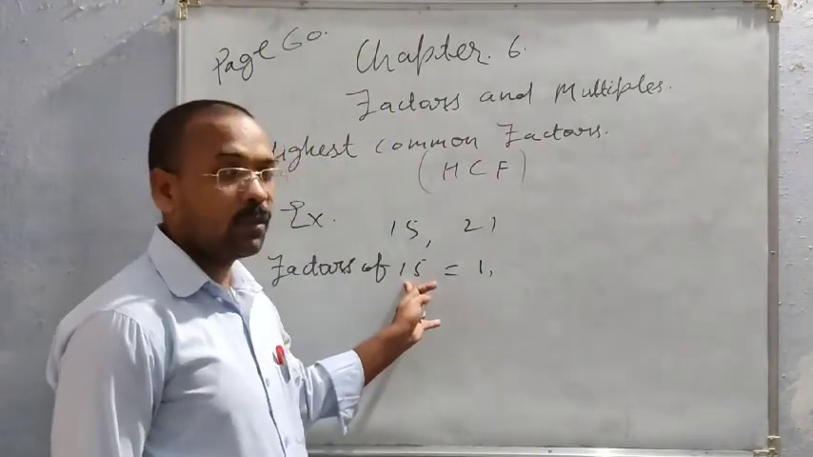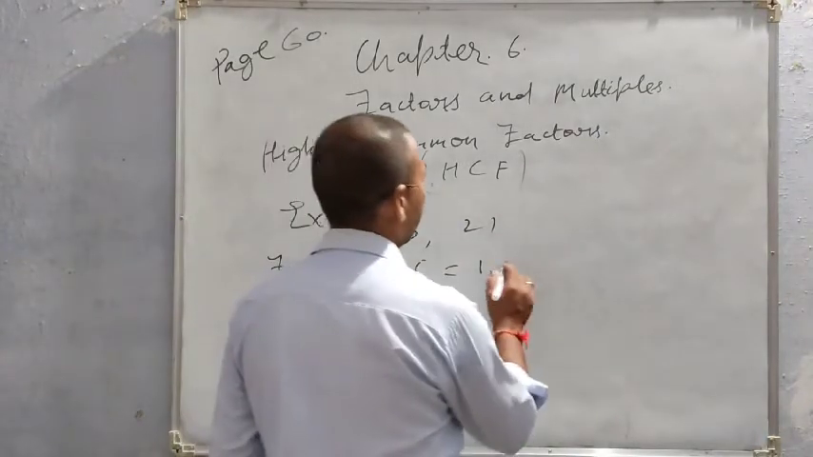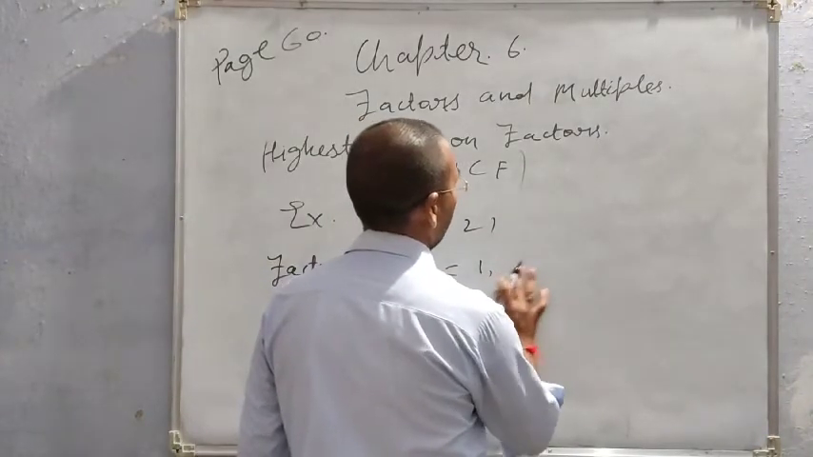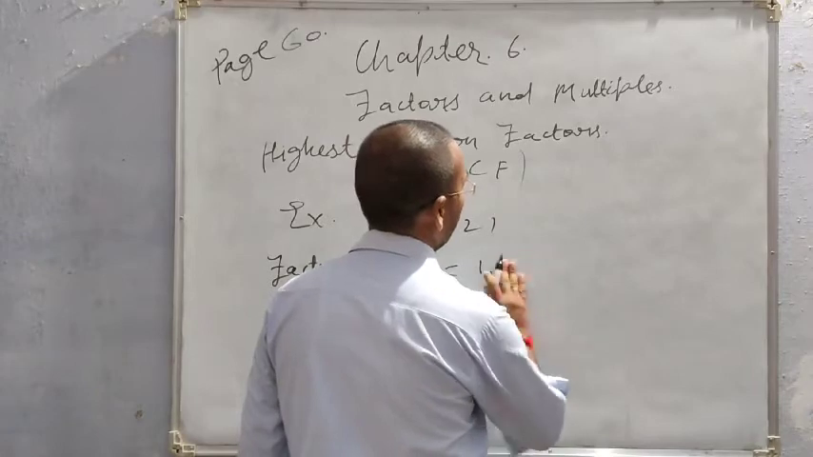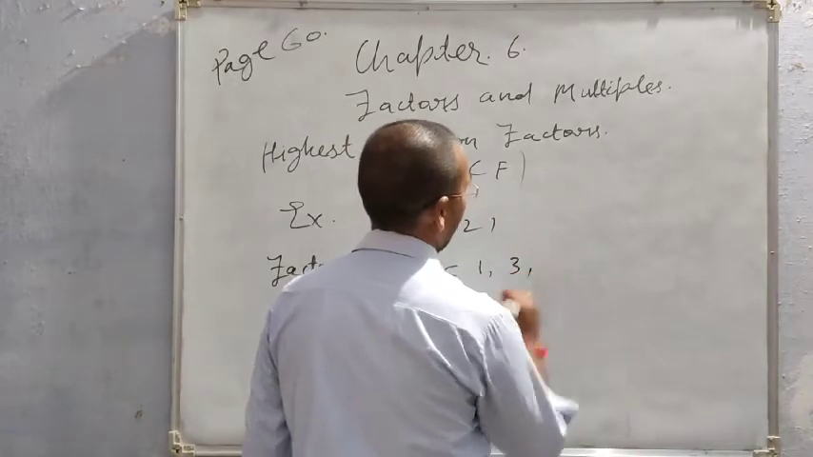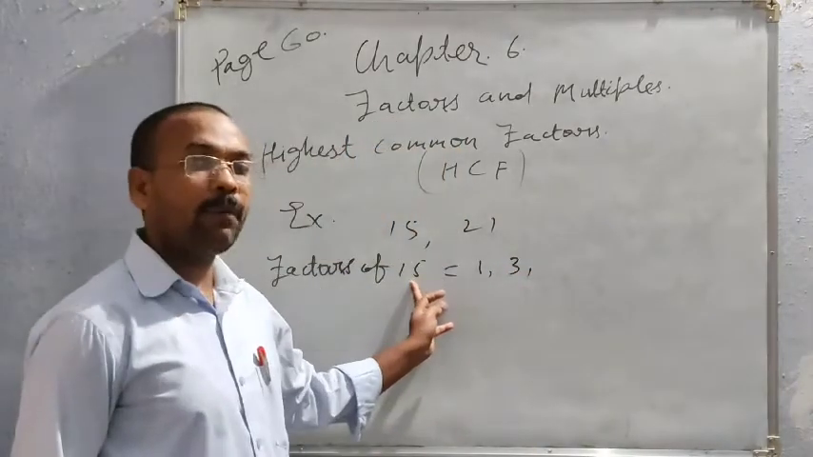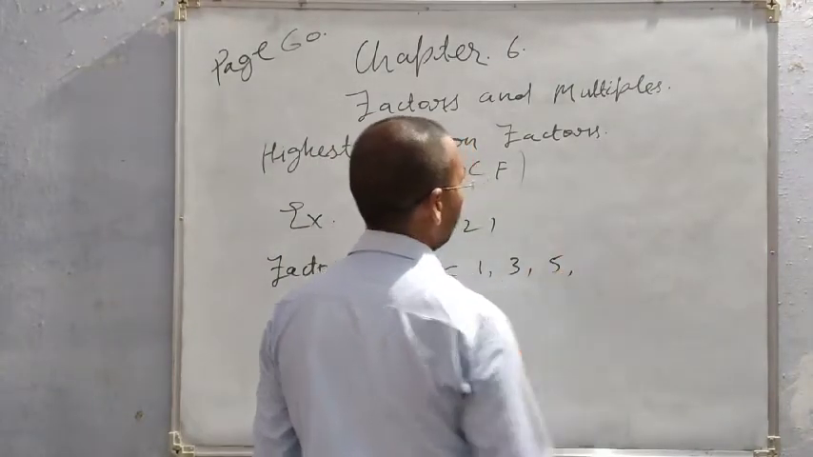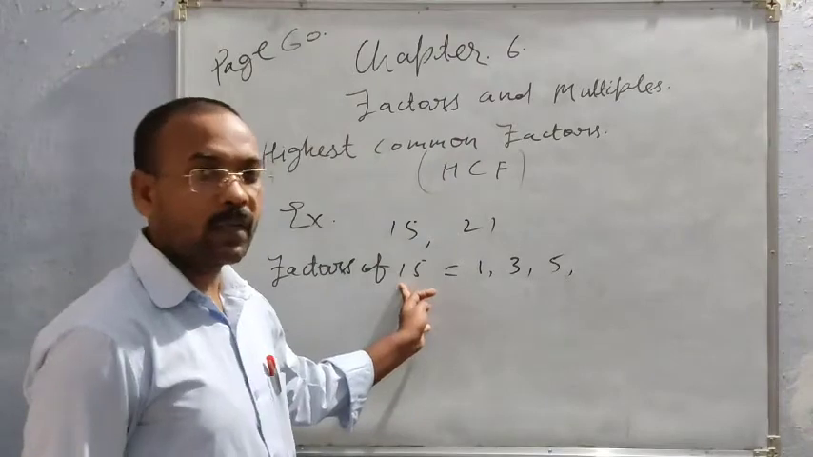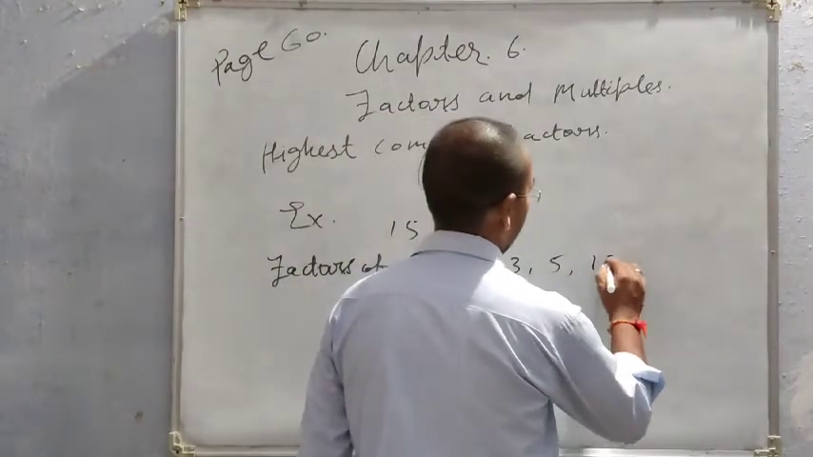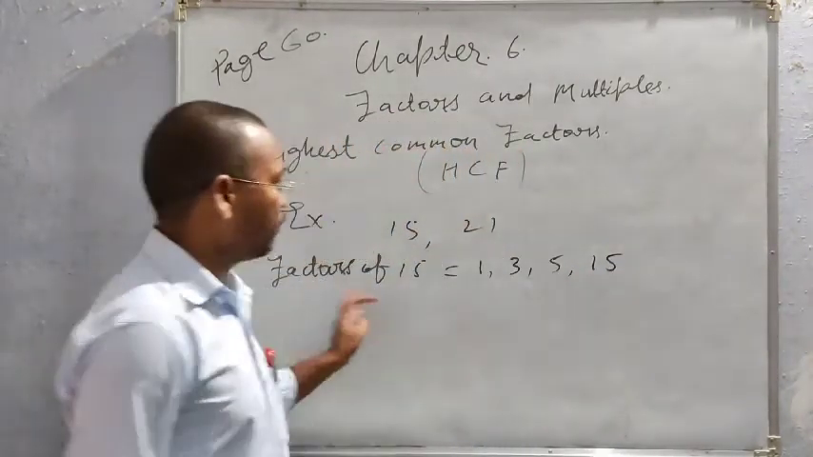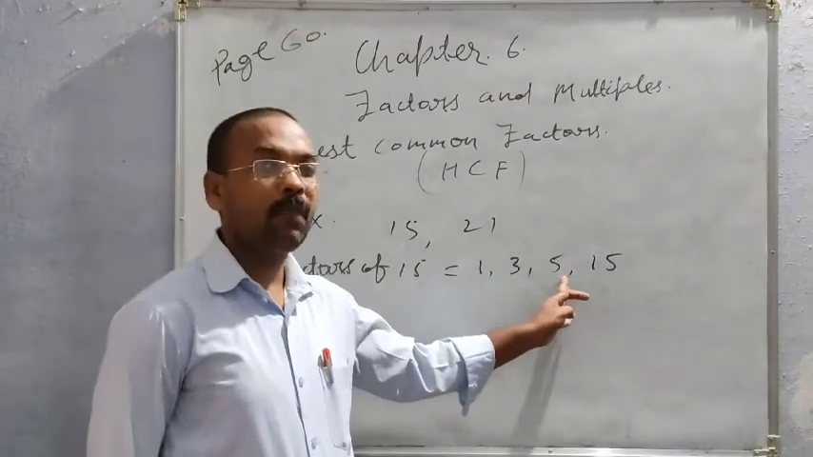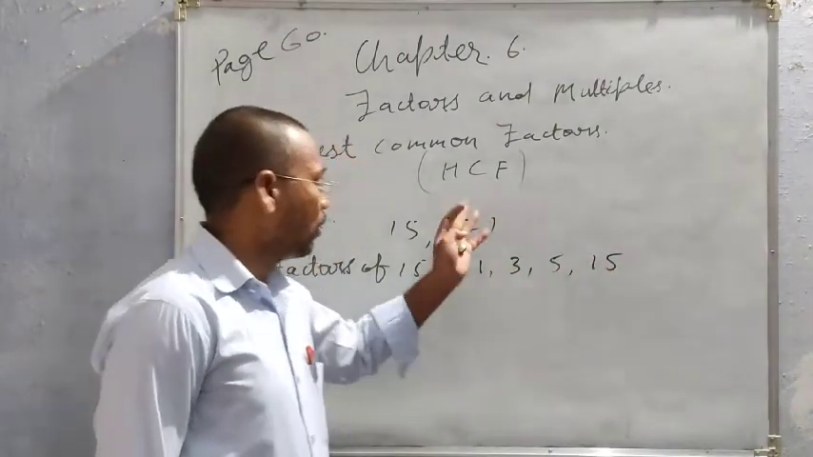3 divides 15, so 3 is also a factor of 15. So write 3. And 15 divided by 5, so 5 is also a factor of 15. And 15 is also a factor of 15. Hence all the factors of 15 are 1, 3, 5 and 15.